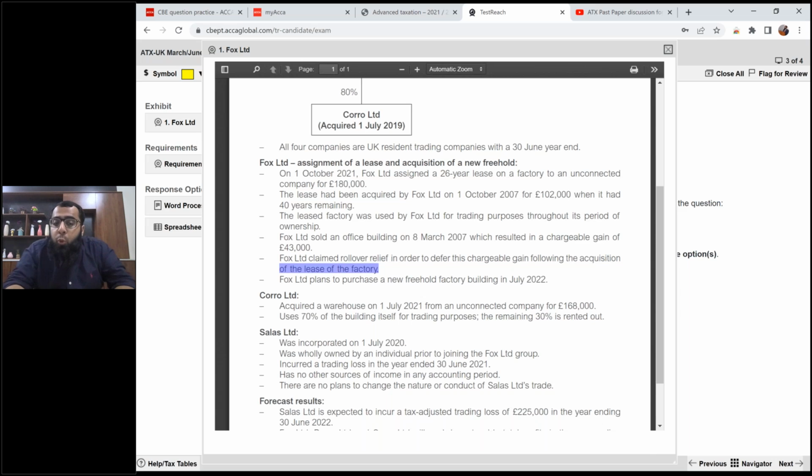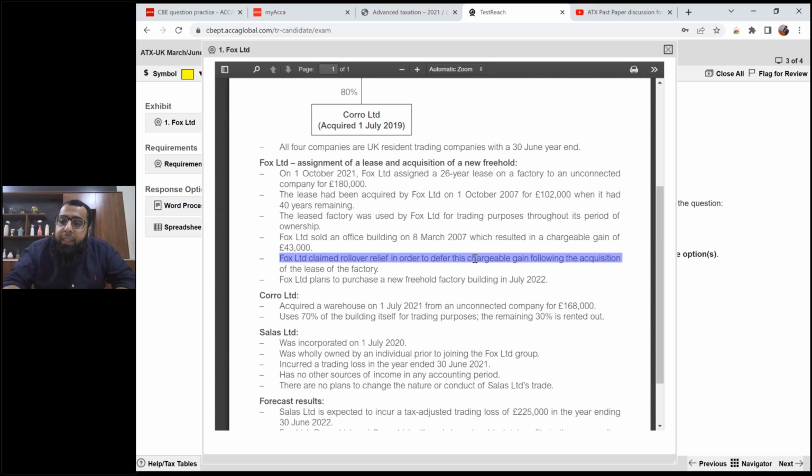Now a gain was rolled over against this leased factory. So when we are selling this leased factory, please listen to me again. A gain was rolled over against this leased factory. Now when we are selling this leased factory, there will be an issue of making that gain chargeable. Now here there was a chance that some students may make an error. And I can read from your responses, you are the ones who will make that mistake.